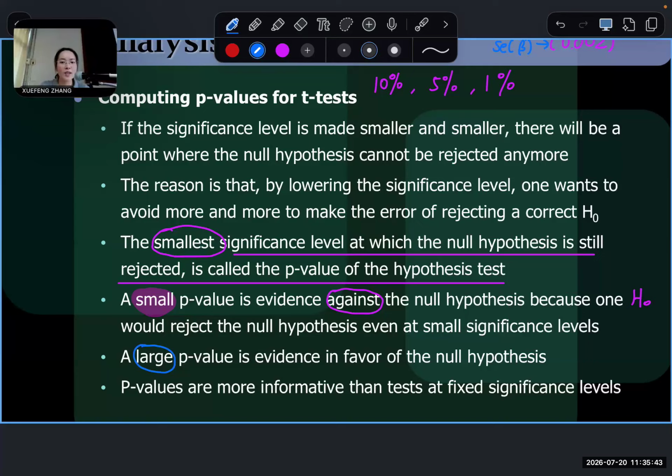A large p-value means you would need a very loose significance level to reject. So it's evidence in favor of H0, which means we cannot reject H0, right? You see here.